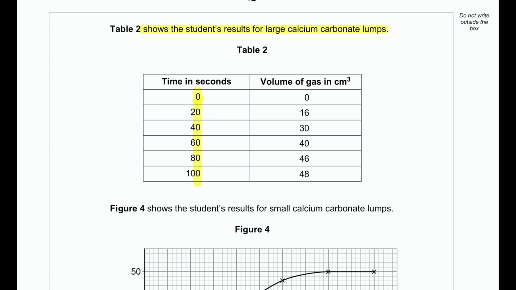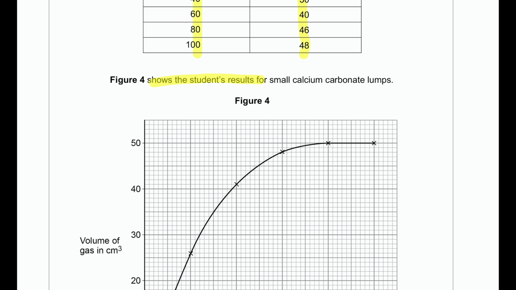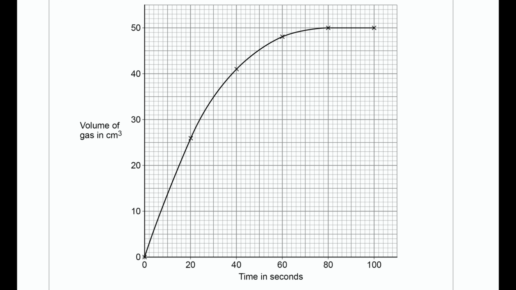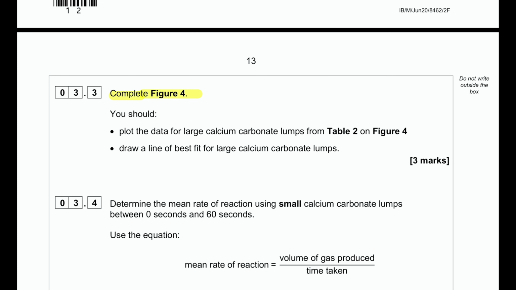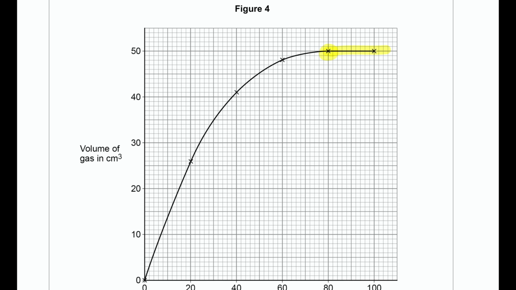Table 2 shows the student's result for the large calcium carbonate lumps. You can see time in seconds and volume of gas in cm cube. Figure 4 shows the student's result for small calcium carbonate lumps. And we can see that at the time 80 seconds, the reaction has completed. Complete figure 4. Plot the data for large calcium carbonate lumps in table 2. Draw a line of best fit for large calcium carbonate lumps.